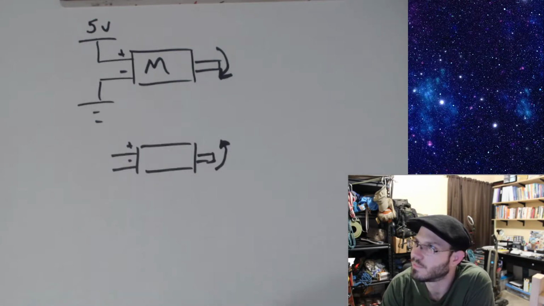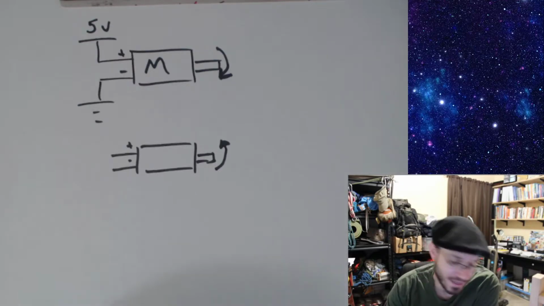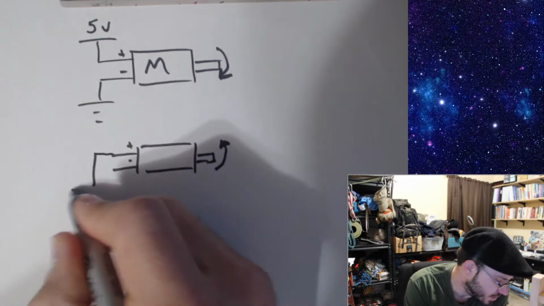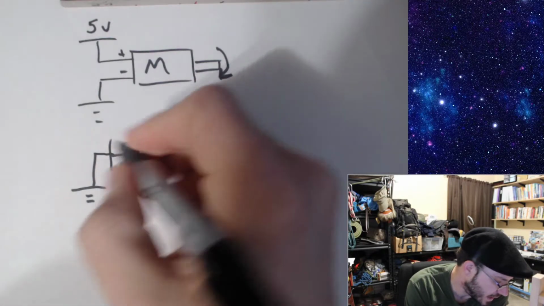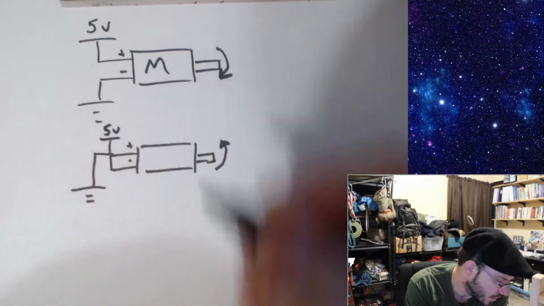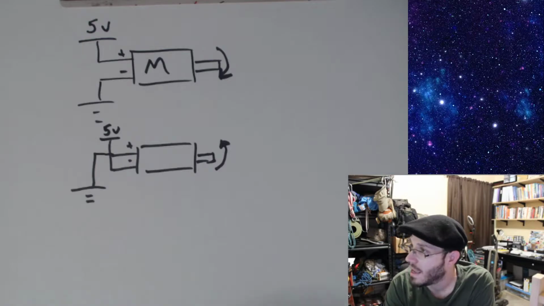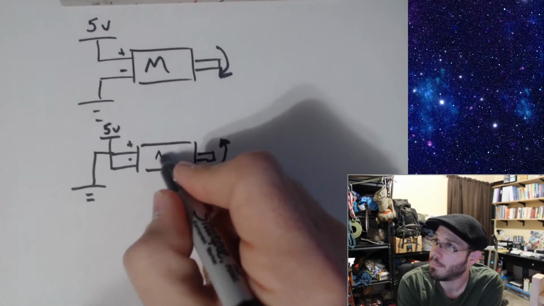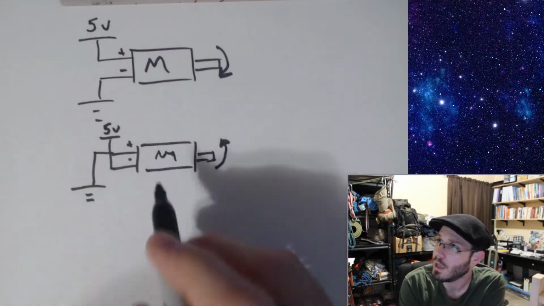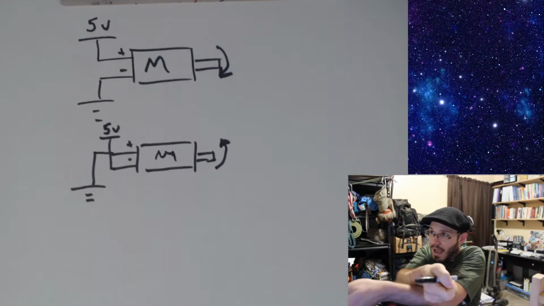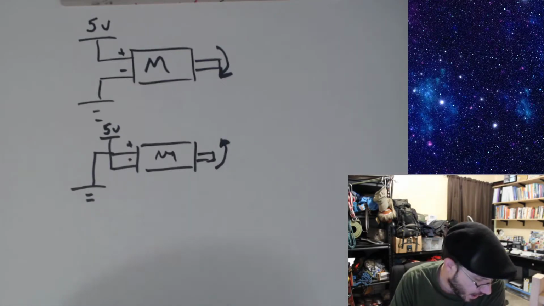Any ideas? Switch the voltages, right? Exactly. Instead of having the positive tied up to 5 volts, let's tie this to ground, and let's tie the minus to positive. Okay, so that's how you make this motor turn in the opposite direction. You physically detach and swap and plug back in. Okay.